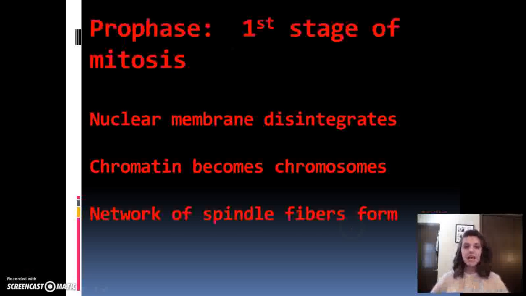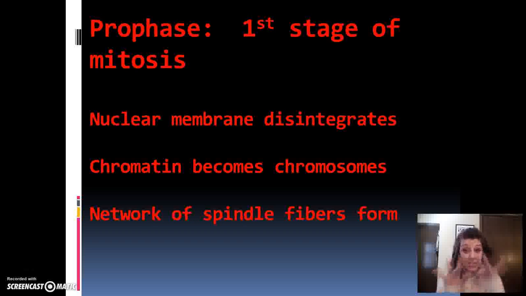All right, prophase. This is the first stage of mitosis. If you're a pro, you're like the best at something. I also like to think of prophase as preparing, right? When I think prophase, I think prepare. So in this phase, we are going to prepare to divide. One of the things that we have to do is get rid of the nuclear membrane, because right now that's where that DNA is trapped, and we want our DNA to be able to spread out and divide. So in order to do that, we have to get rid of the nuclear membrane. So it's going to disintegrate.